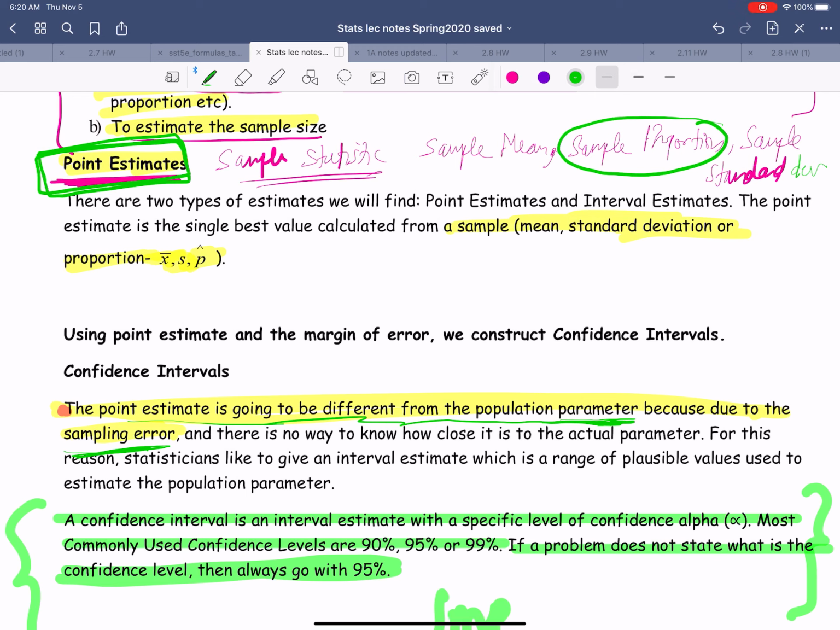A confidence interval is an interval estimate with a specific level of confidence. Usually for a confidence interval, there is a confidence level associated. The confidence level can be 90% confident, 95% confident, 99% confident, 80% confident, 50% confident. It could be any level of confidence. Most commonly used is 95%. If the confidence level is not given, go with 95%.